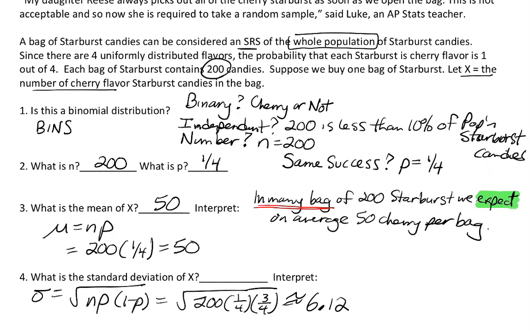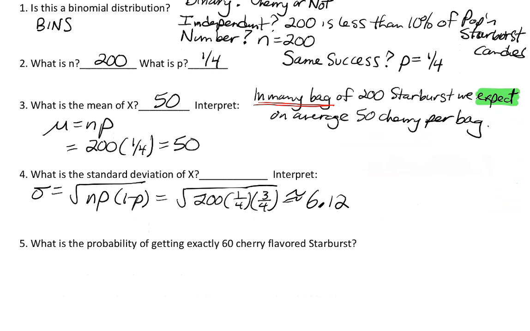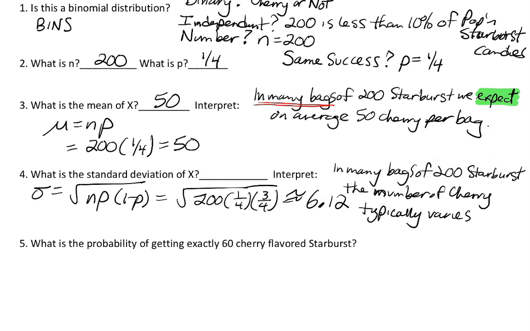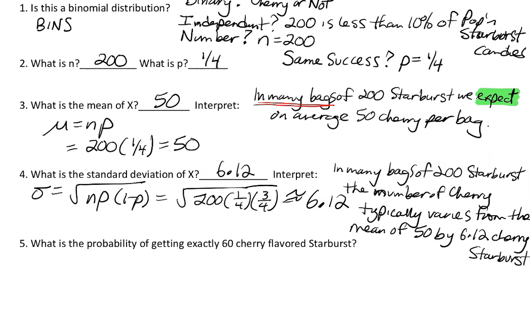And then to interpret the standard deviation, thinking of what we just interpreted with the mean, we would say, in many bags of 200 Starburst, the number of cherry typically varies from the mean, 50, by 6.12 cherry Starburst. So important terms there. For standard deviation, we talk about typically varying from the mean. And again, this is in many, many bags of 200 Starbursts each.